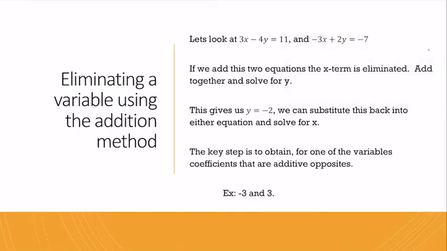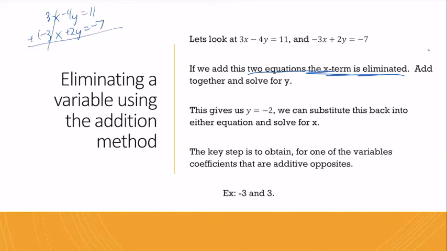The third method I want us to talk about is the elimination method. So let's take a look at 3x minus 4y equals 11, and negative 3x plus 2y equals negative 7. If we added these two equations together, the x term would be eliminated. So let's go ahead and add them together and solve for y.